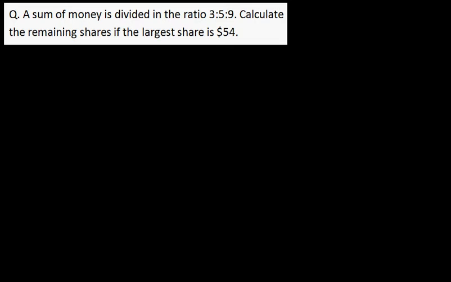A sum of money is divided into the ratio 3 to 5 to 9. Calculate the remaining shares if the largest share is $54.